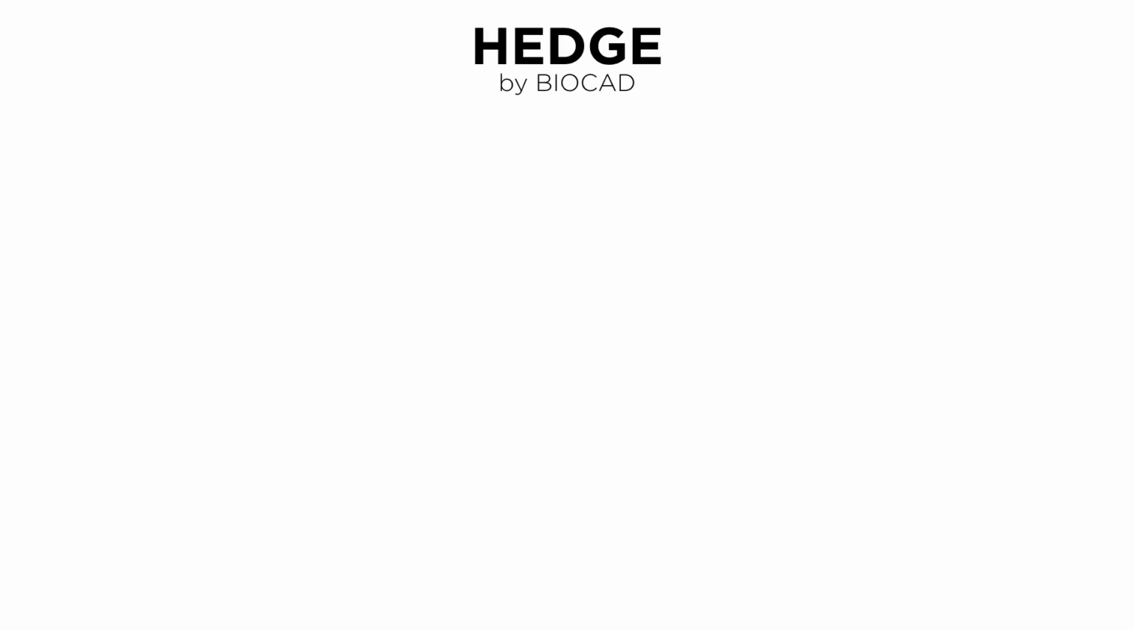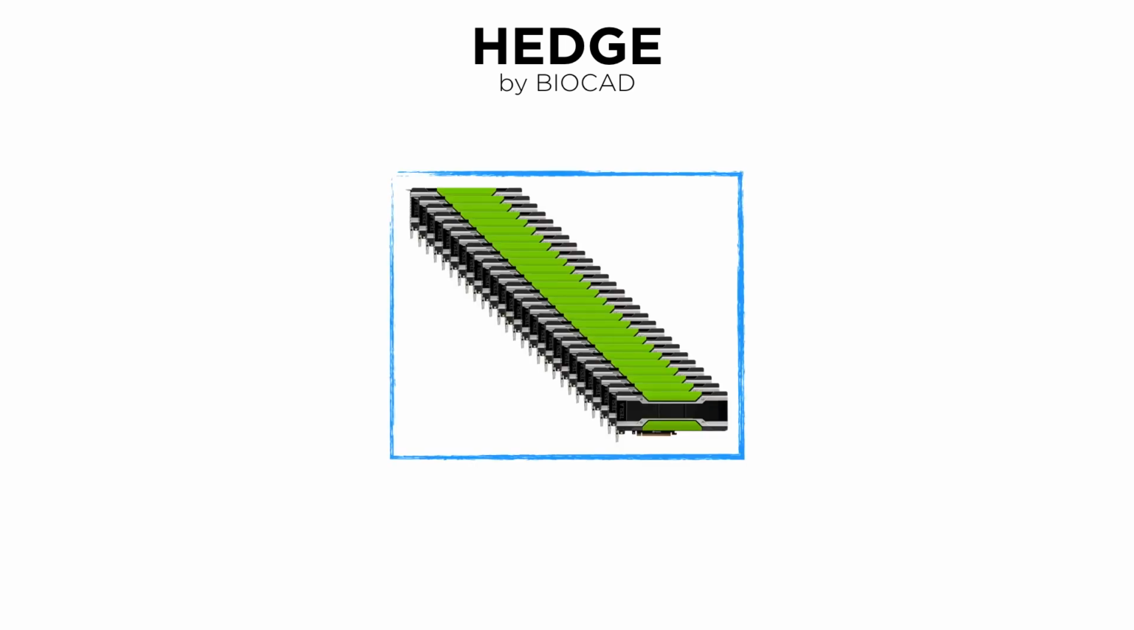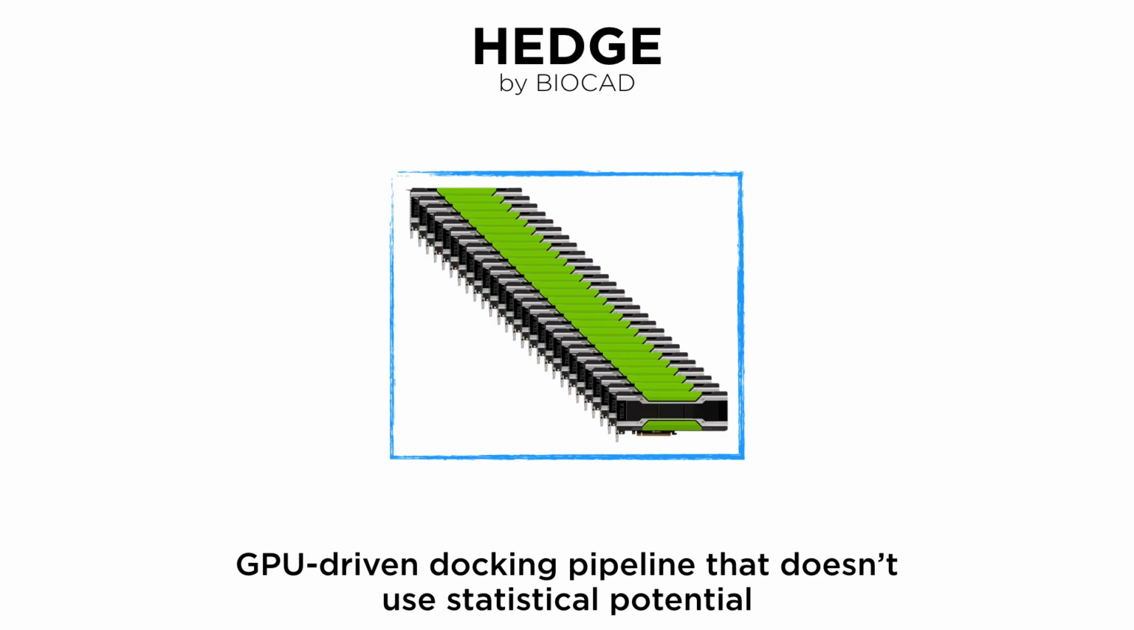At BioCut we have our own docking algorithm called Hedge. Its main feature is that it heavily utilizes GPUs. But the problem here is that Hedge doesn't yet use a statistical potential, and there is hope that its accuracy can be significantly improved by using statistical potentials.